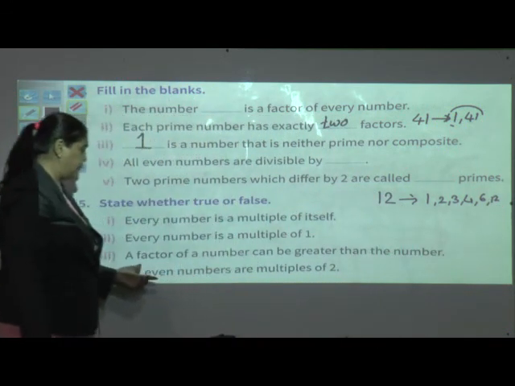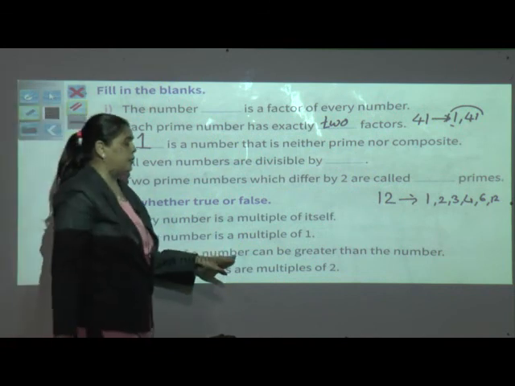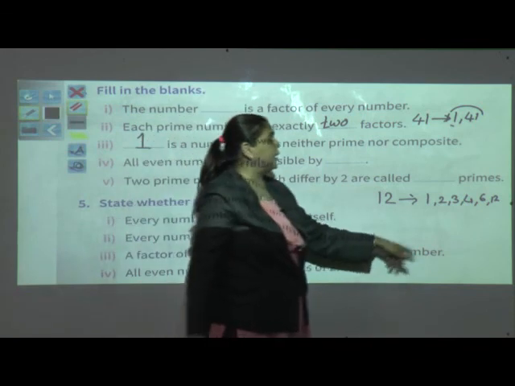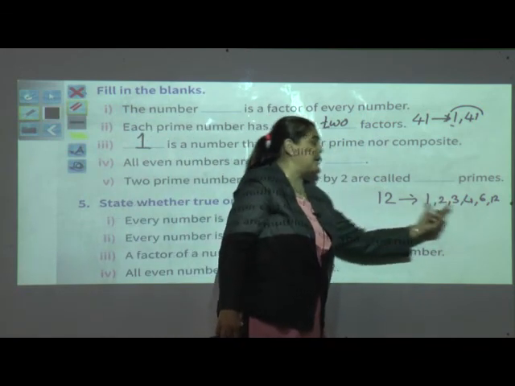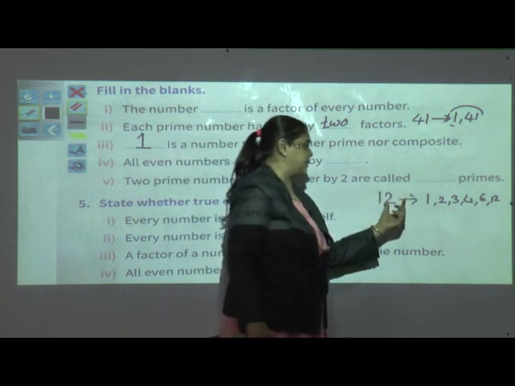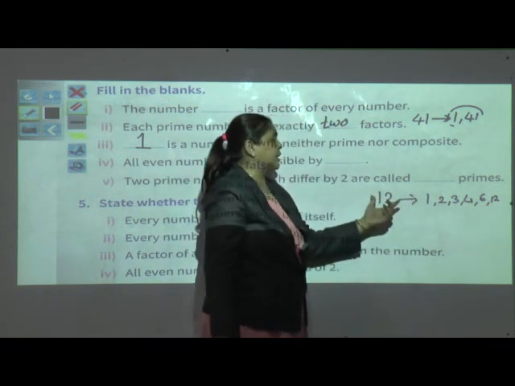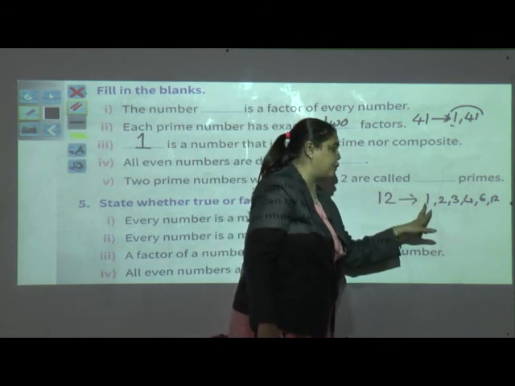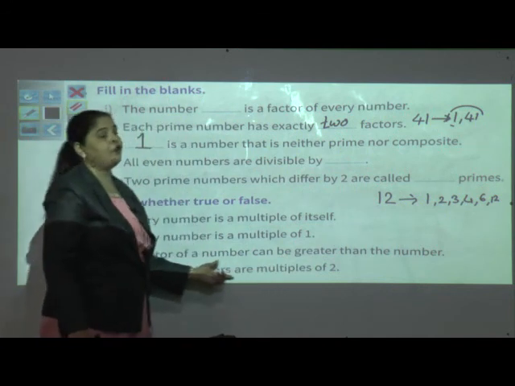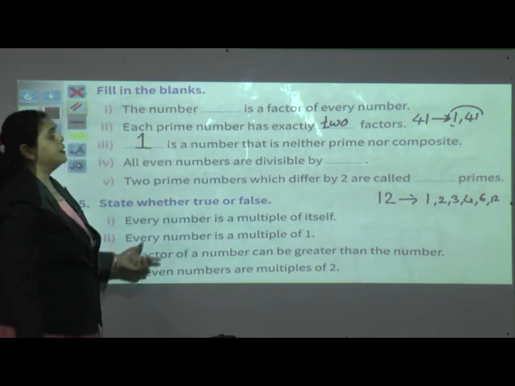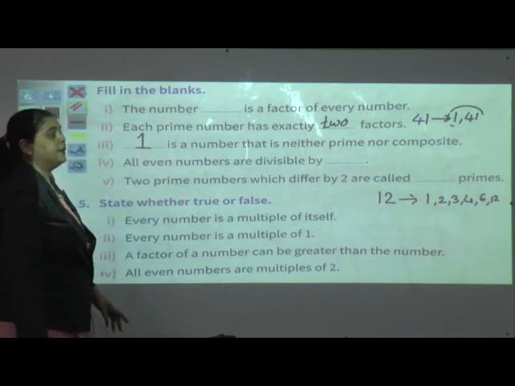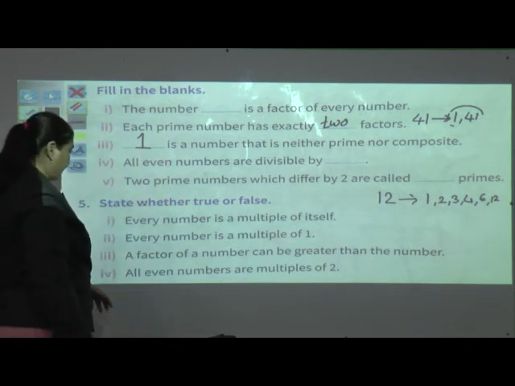What is our statement? The factors of a number can be greater than the number. Are the factors greater than the number? No, because its last factor is the same as the number. We can say that every number is a multiple of 1 and the number itself. So this statement is true or false? It is false, because the factors are not greater, the largest will be the exact number whose factors we are finding.